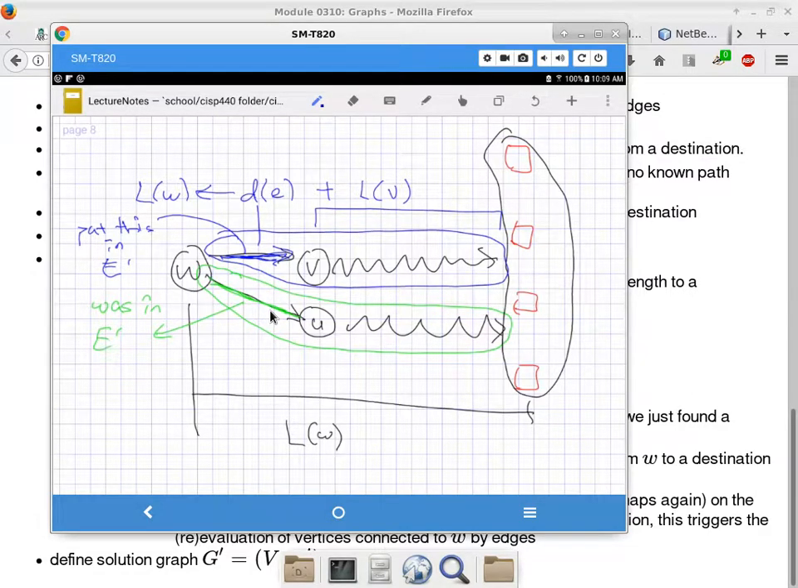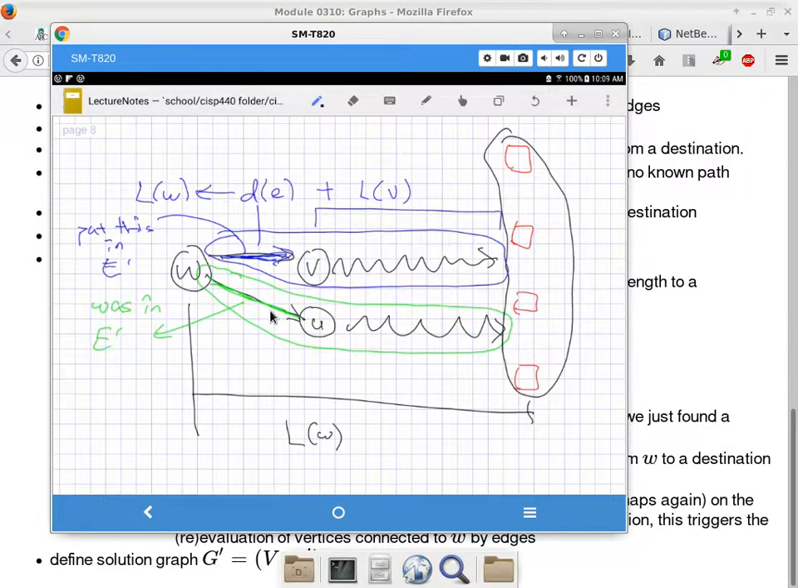Is all the stuff from V to the destination in E prime as well? Say that one more time. The stuff from V to the destination, basically L of V. Yes. No, L is only representing a single value, which is the length of the shortest path.